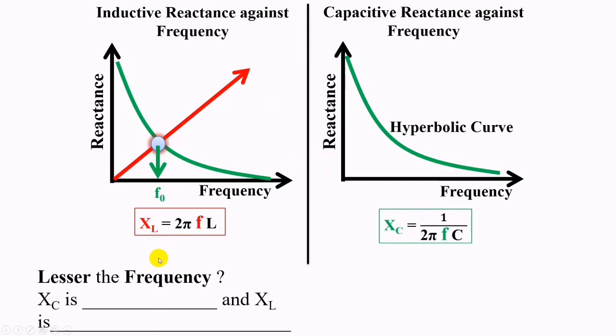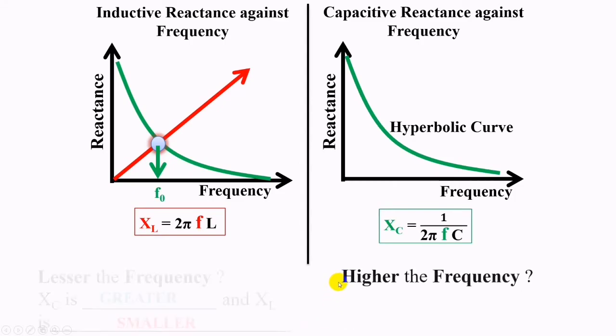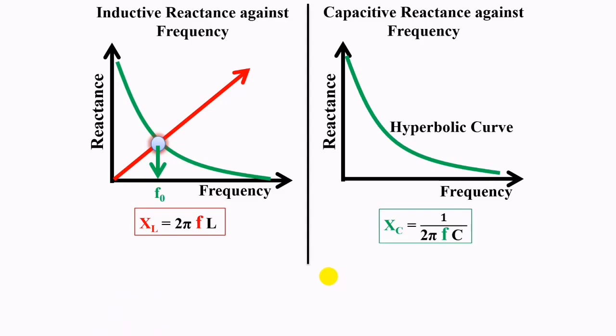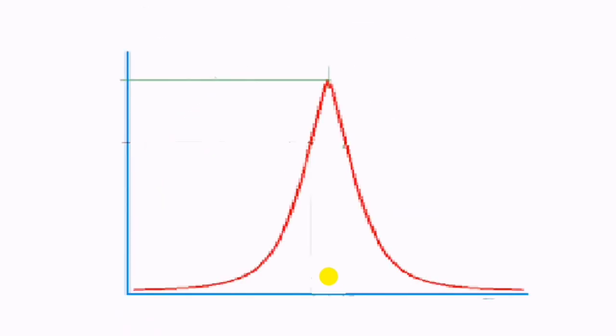At lower frequency, capacitive reactance is greater and inductive reactance is smaller. Similarly, at higher frequency, Xc or capacitive reactance is smaller and inductive reactance is greater. And it is this curve which gives us the resonance frequency.